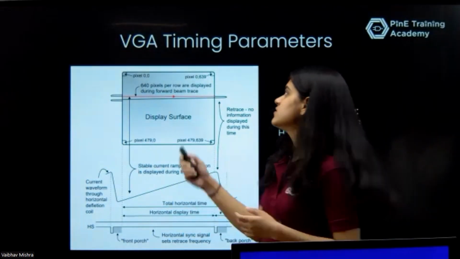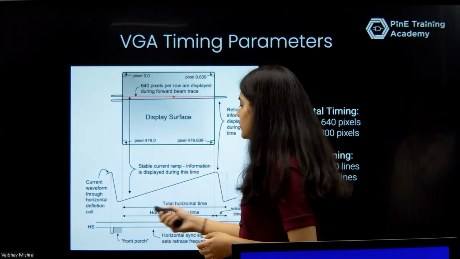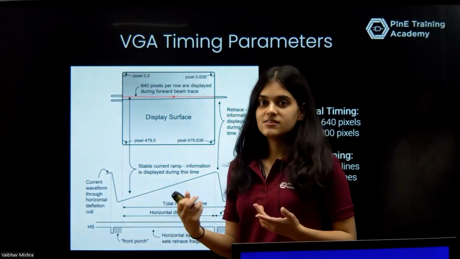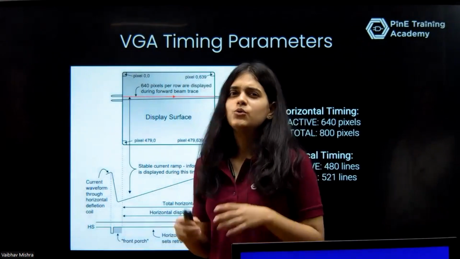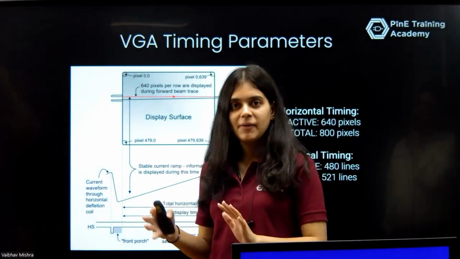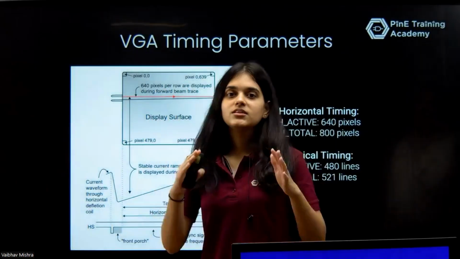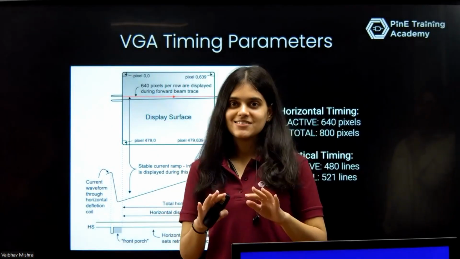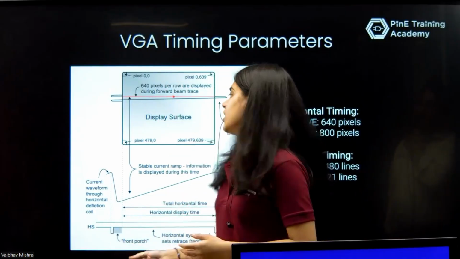That is, we have 640 columns and 480 rows in our VGA display. Now there are two time phases, front porch and back porch. These are the times where no data is actually displayed on the VGA. This is the time when the VGA controller takes rest. We can say that it prepares itself to retrace again.